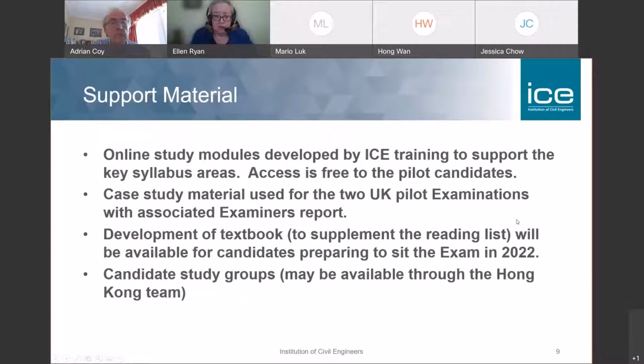Adrian has already mentioned that we've been working with colleagues across the ICE group to develop support material to help candidates preparing for the ICE further learning exam. One of the areas that we've worked on quite successfully is with our colleagues in ICE training to develop online modules to support the key syllabus areas.